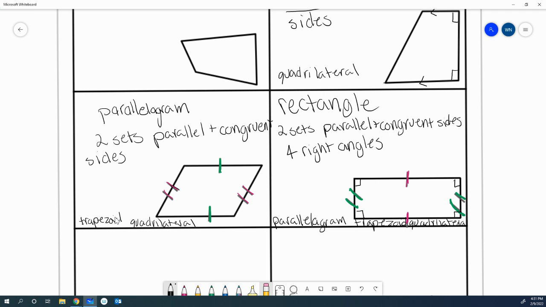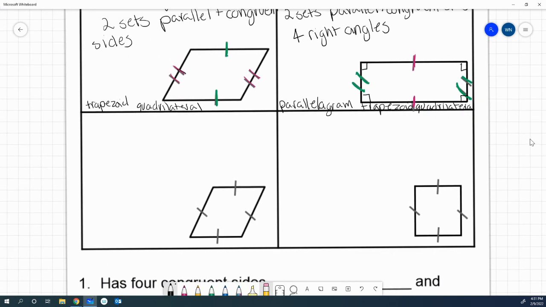It is a rectangle because it has 2 sets of parallel and congruent sides and 4 right angles. It's a parallelogram because it has 2 sets of parallel and congruent sides. It's a trapezoid because it has at least 1 set of parallel sides. And it's a quadrilateral because it has 4 sides. Let's jump into the next one.